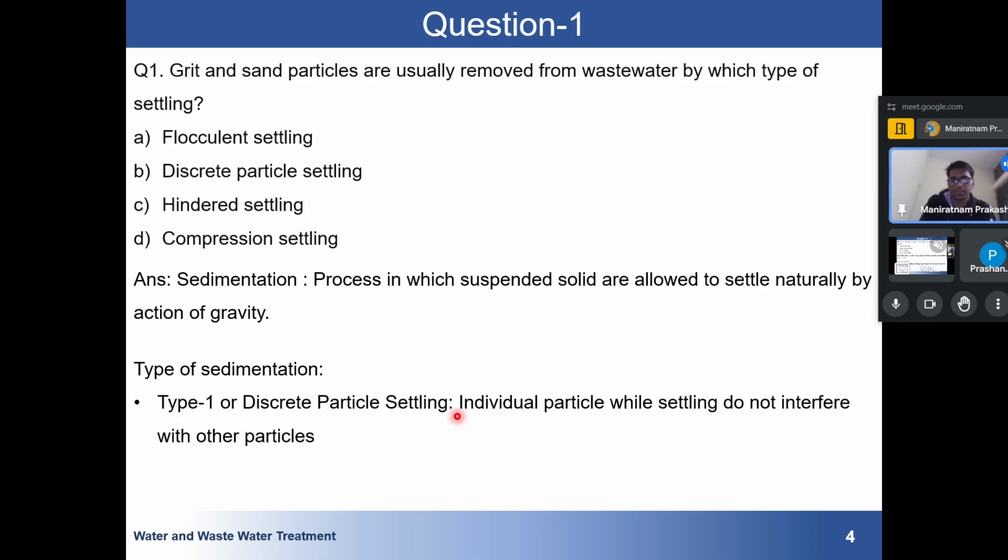So what will happen in this kind of settling, suppose this is your chamber. Consider this as your chamber, and it will contain some wastewater.